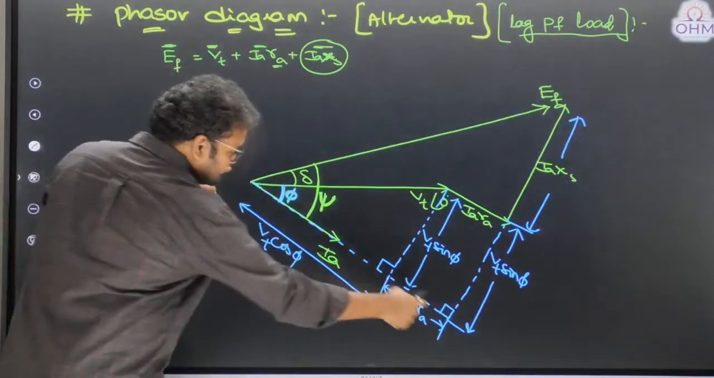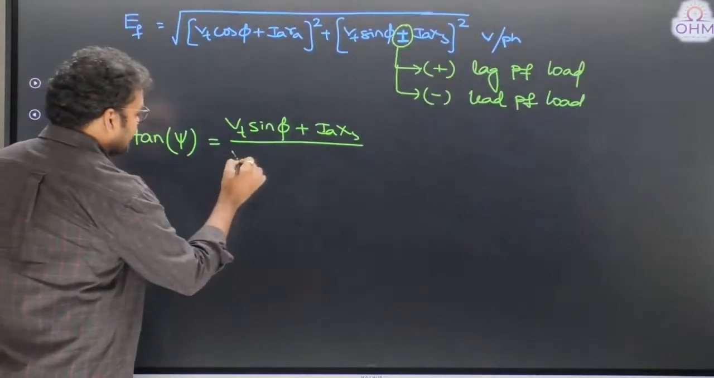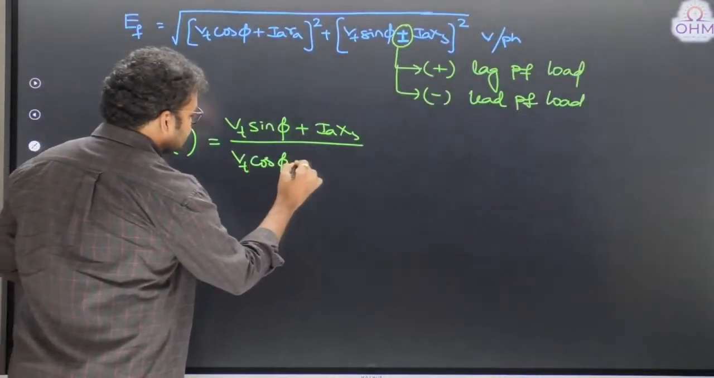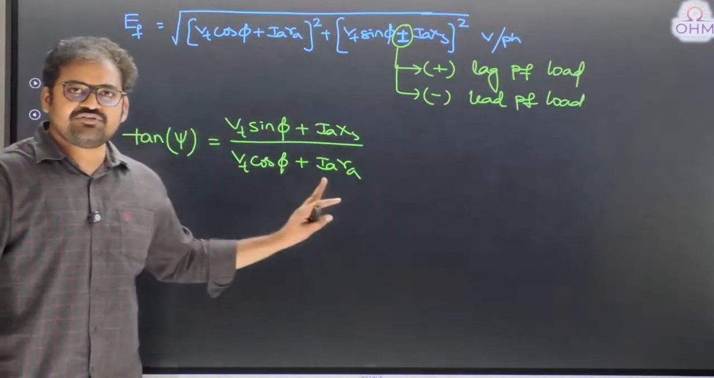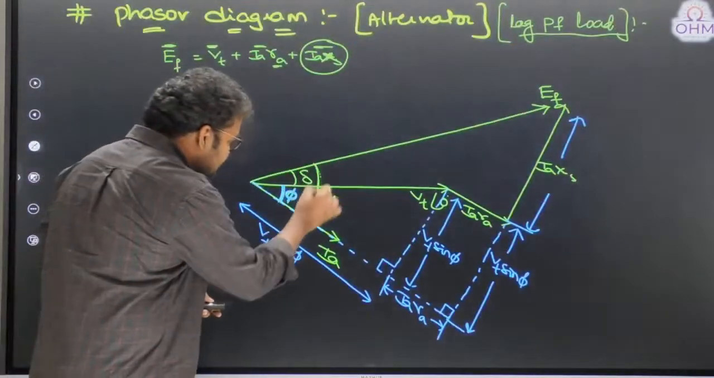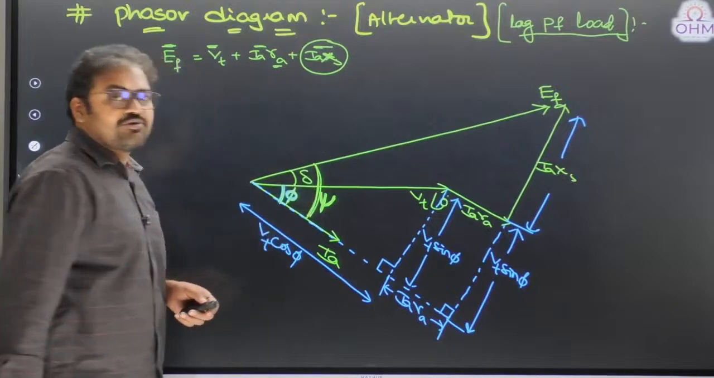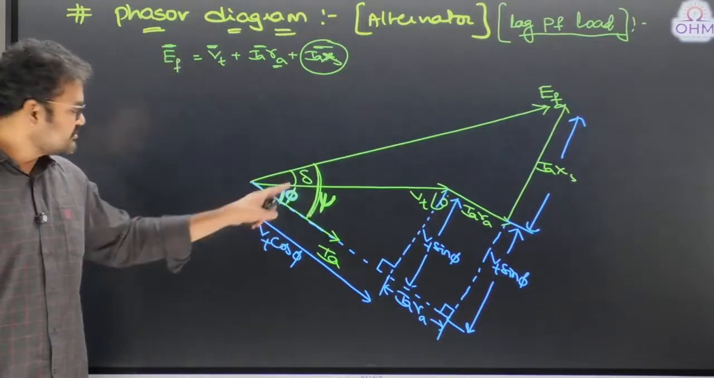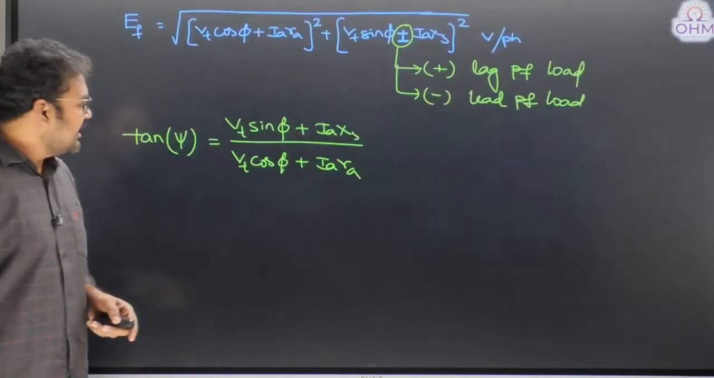For this psi, the adjacent side is VT cos phi plus IARA. So if you have this formula with you, you can find out psi. Now, if you know psi value and power factor angle phi value, can you find out the load angle delta? Yes, easily. So can I say delta is equal to psi minus phi simply?